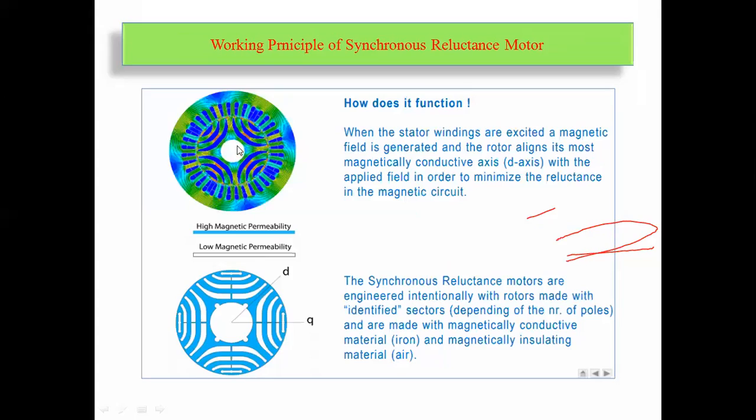This part we call low magnetic permeability, and this one we call high magnetic permeability. Permeability, as you know, is the ability to pass the flow of fluxes.